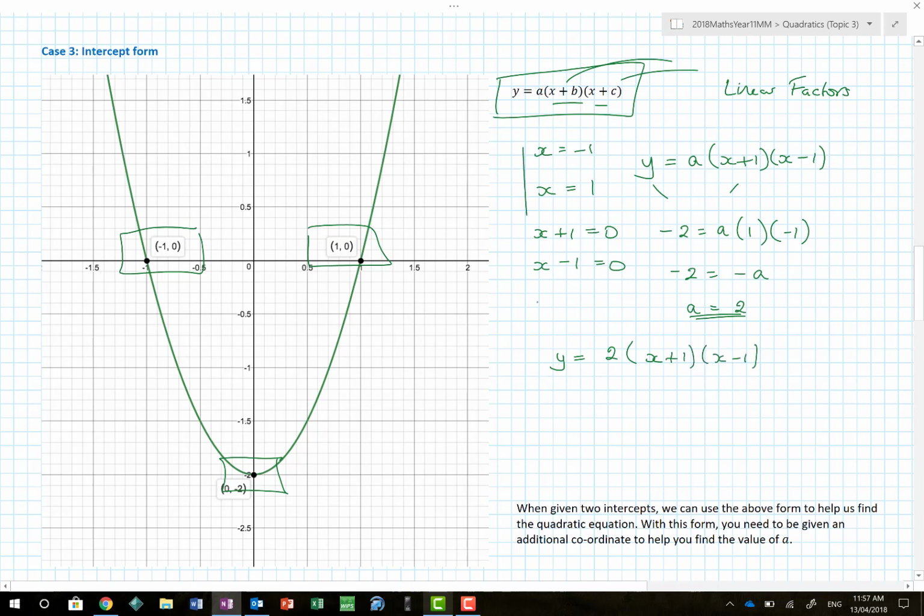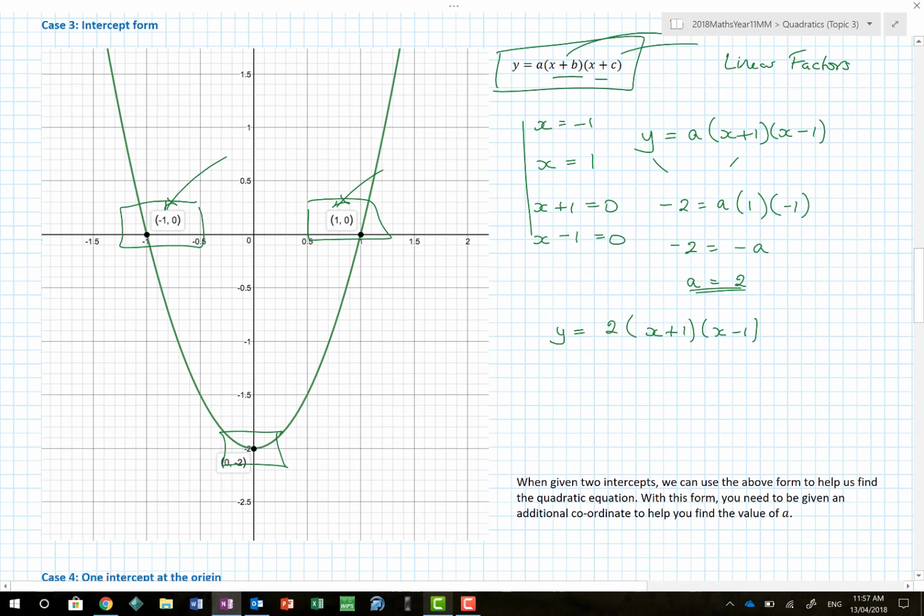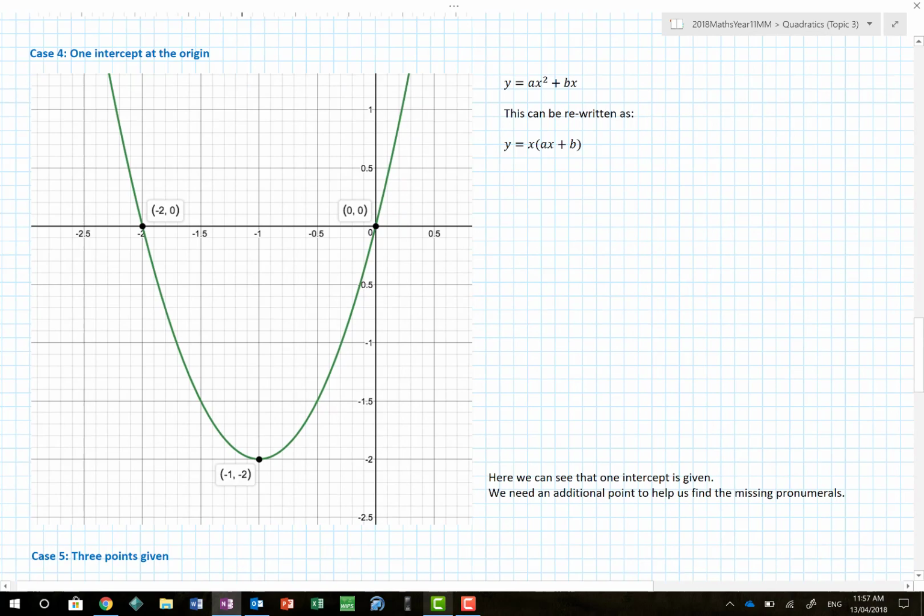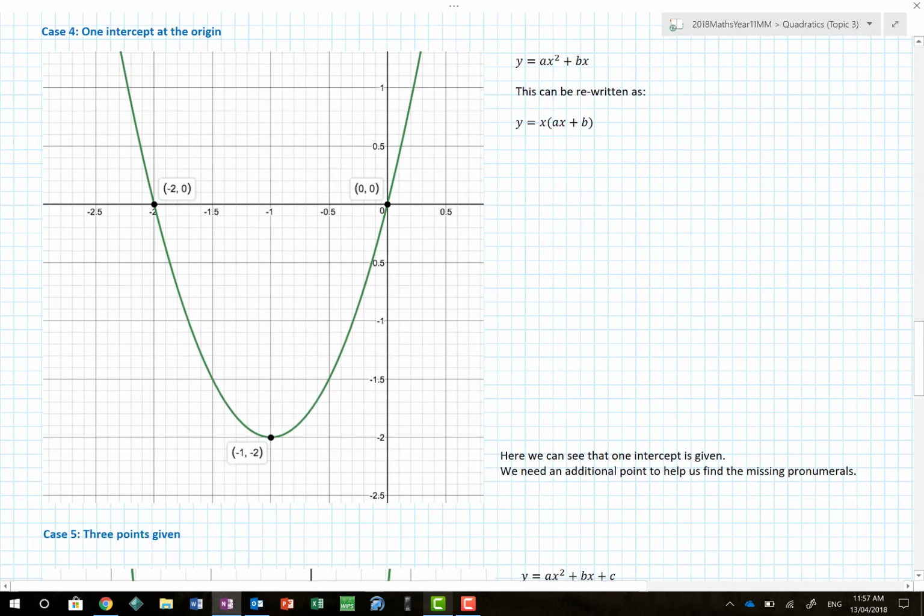Now again, you don't necessarily have to go through all of this palaver, because you know that that is minus 1 and that is 1. So I could have written that straight in as my value of b and c. But anyway, intercept form is fabulous. One intercept and at the origin. Now, generally speaking, this is really important, all right?